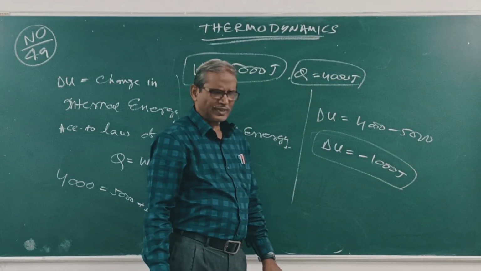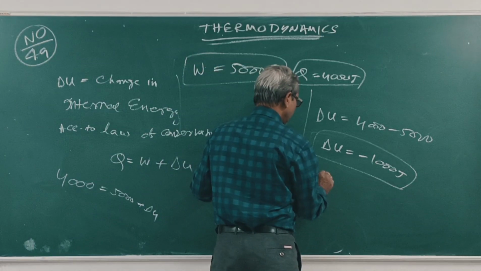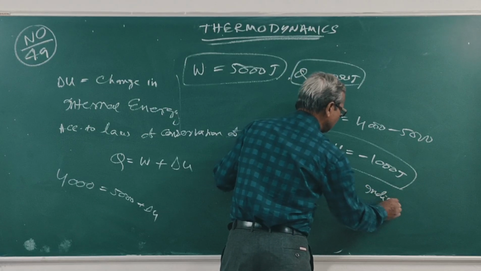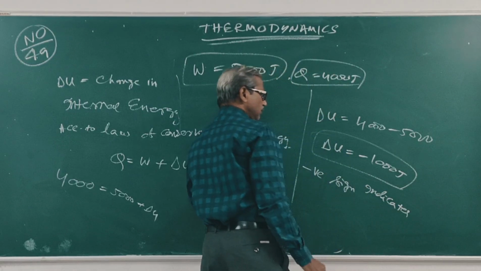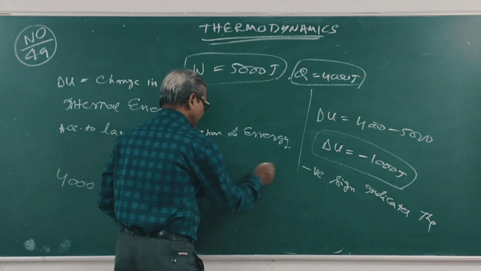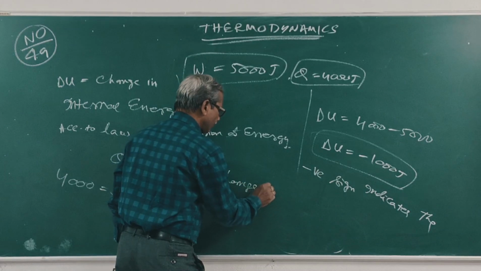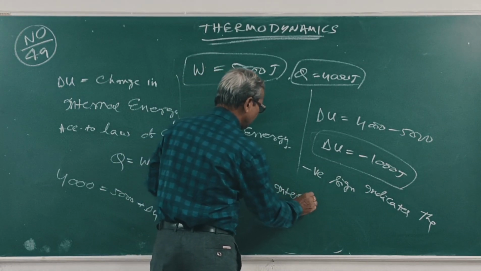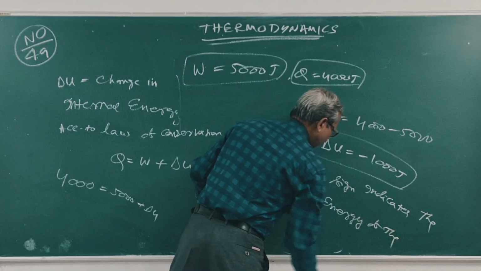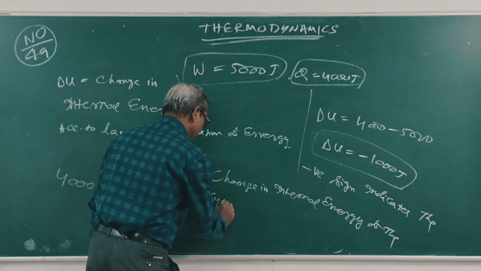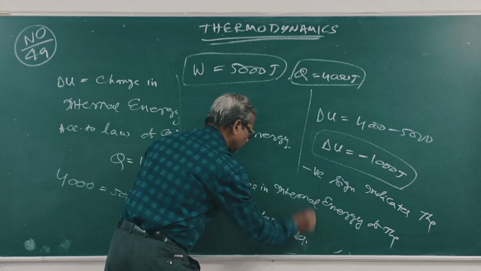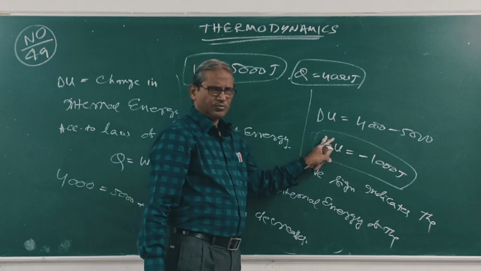The negative sign indicates that the change in internal energy of the system decreases. Right? This is delta U.